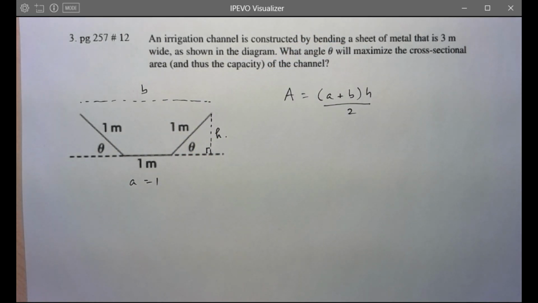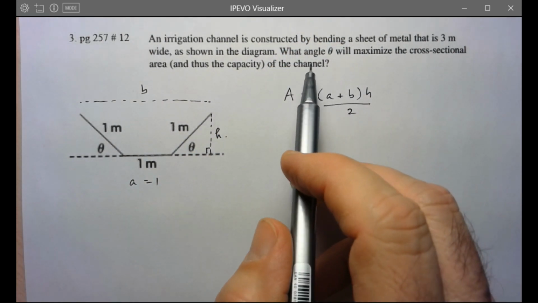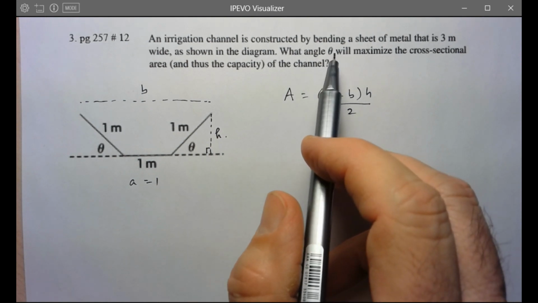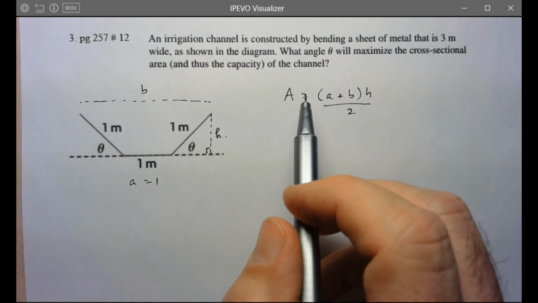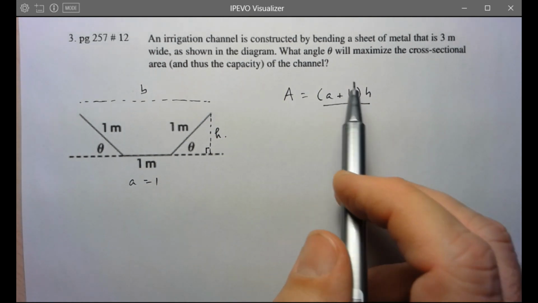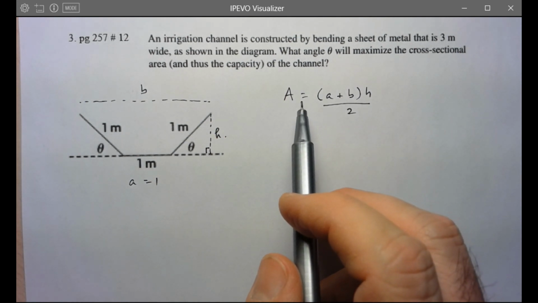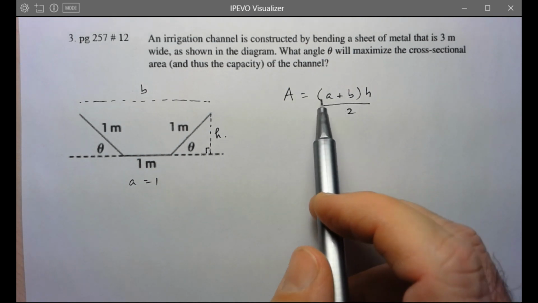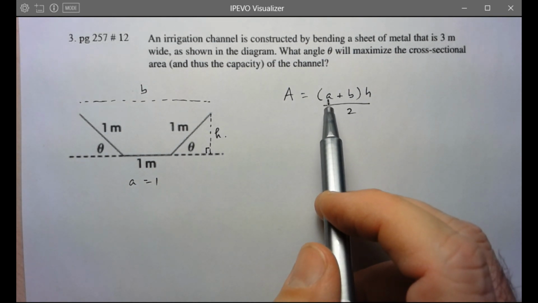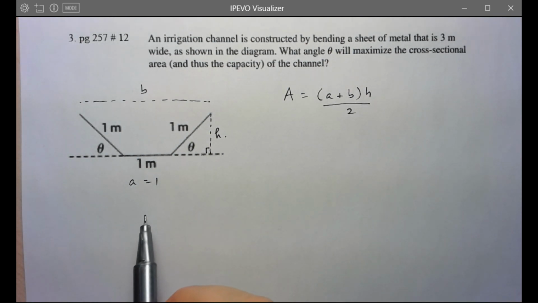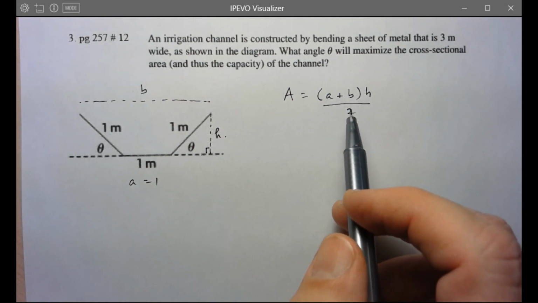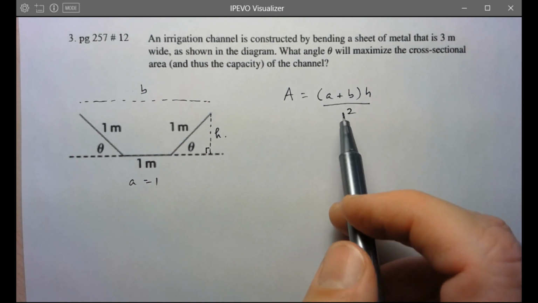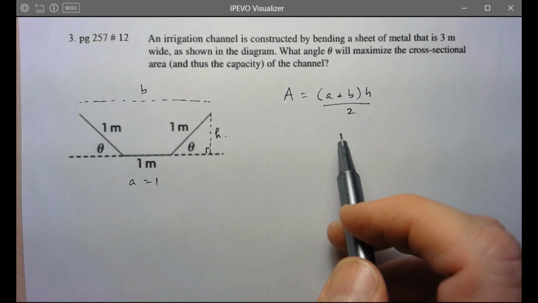Okay, now notice here that they're specifically telling us to determine the angle that's going to maximize the area. So that should give us a sense as to how we're going to write this model in terms of one variable. So I actually have 3 unknowns here, but of course I don't, because A is actually equal to 1, so that's fixed, whereas B and H can vary. So clearly I'm going to have to find a way to write this in terms of one variable. All right, so let's see how we can do that.